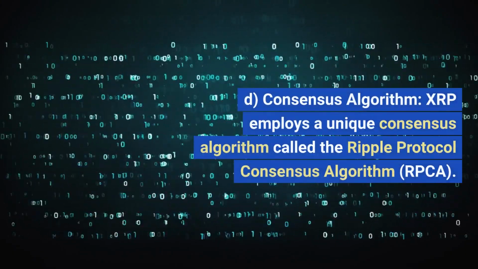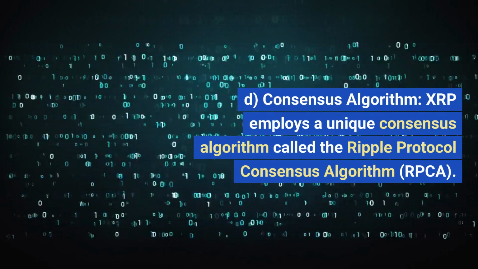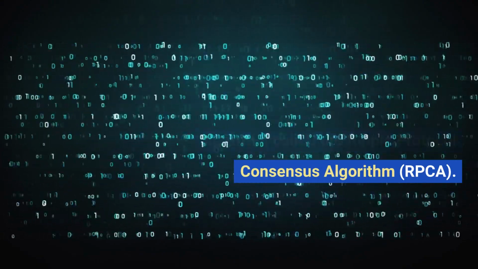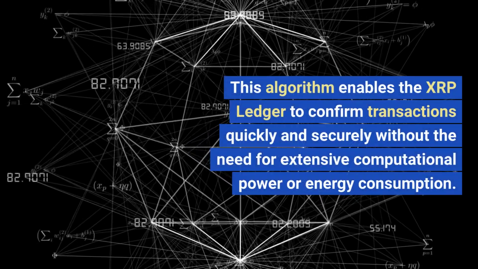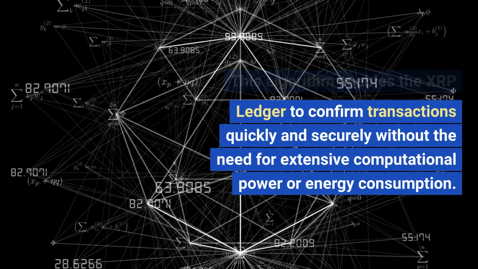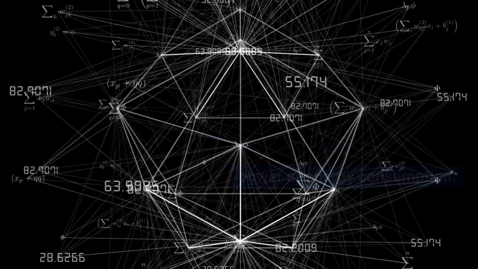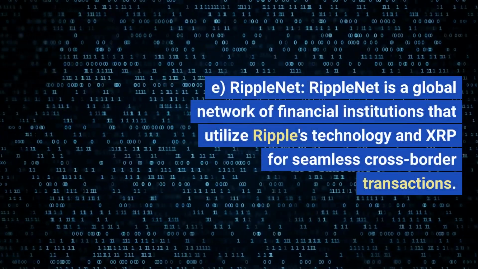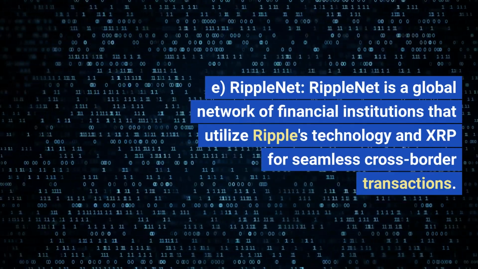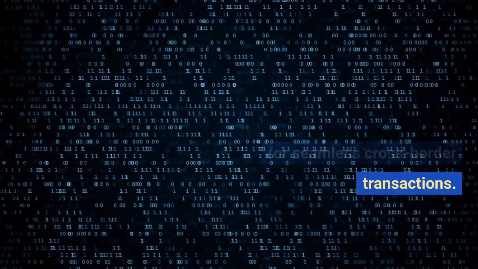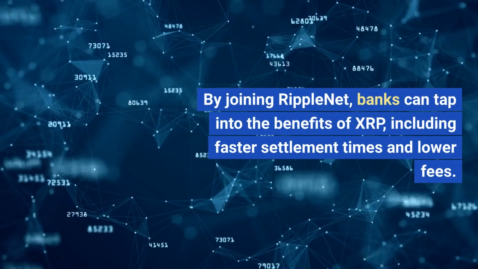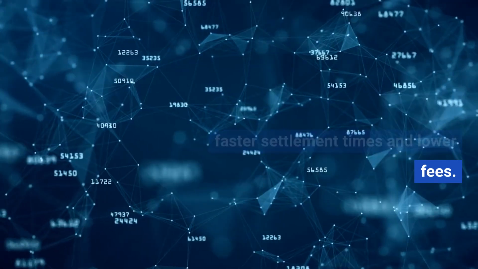D. Consensus algorithm. XRP employs a unique consensus algorithm called the Ripple Protocol Consensus Algorithm, RPCA. This algorithm enables the XRP ledger to confirm transactions quickly and securely without the need for extensive computational power or energy consumption. E. RippleNet. RippleNet is a global network of financial institutions that utilize Ripple's technology and XRP for seamless cross-border transactions. By joining RippleNet, banks can tap into the benefits of XRP, including faster settlement times and lower fees.